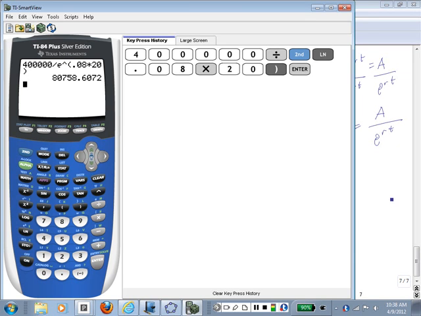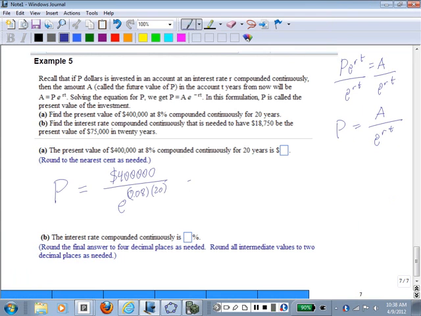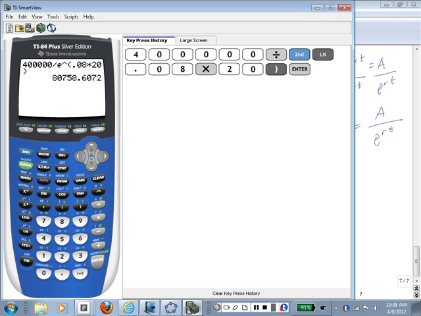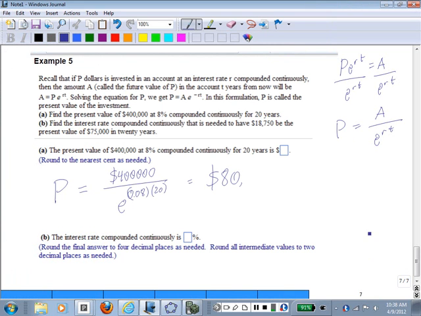So $80,758.61. And to get that E, you do the second divided by... Yes. Second. Well, it's second LN, second LN button. Second LN. 758.61. Okay, that was not too bad.